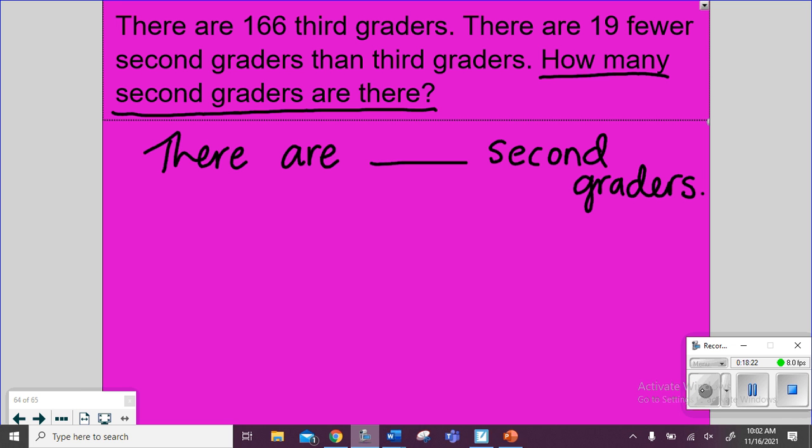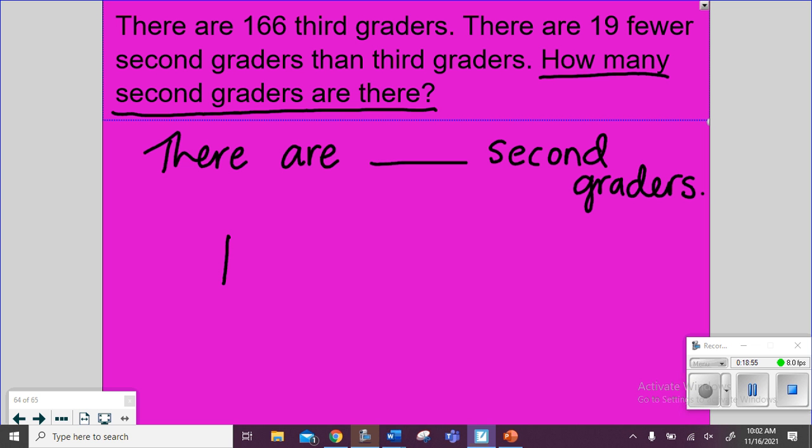We normally would draw some kind of model. But we'll notice something important about this problem. We are comparing, so it's going to look a little different. Because we're comparing, our bar model is going to look a little different. So we know that we're comparing what, Will? Second graders to third graders.